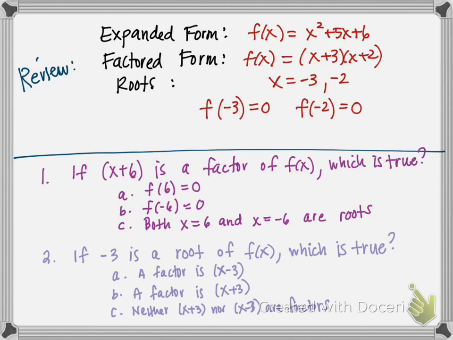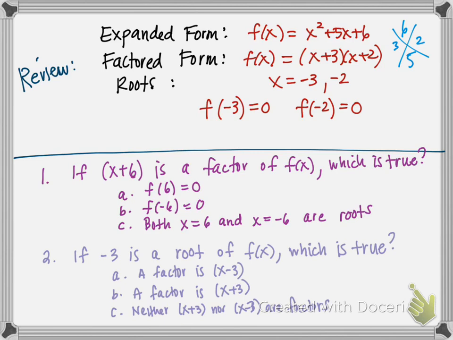So for these two questions in purple on the bottom, they're asking you to understand the difference between factored form and the roots of a polynomial. First of all, at the top here where I have review, expanded form, you see no parentheses, like x squared plus 5x plus 6. If you factor it by saying what multiplies to 6 and adds to 5, that would be 3 and 2. The factors would be x plus 3 and x plus 2, which means factored form has parentheses.